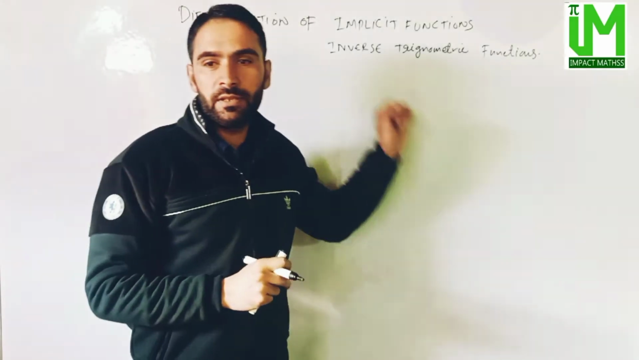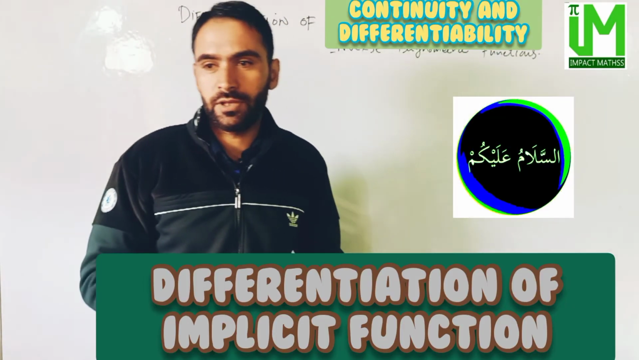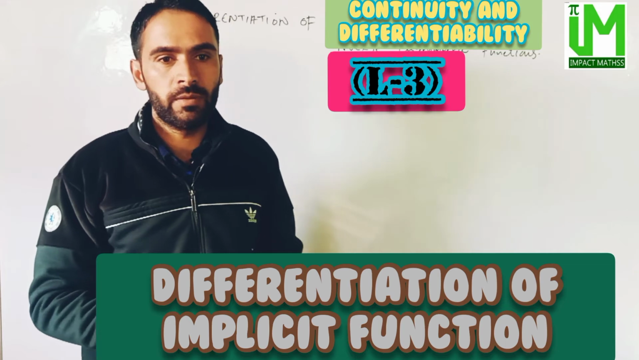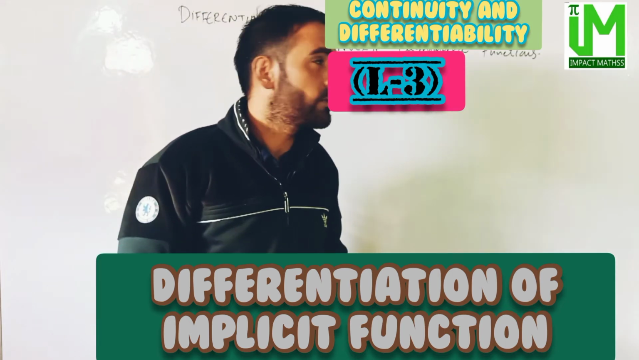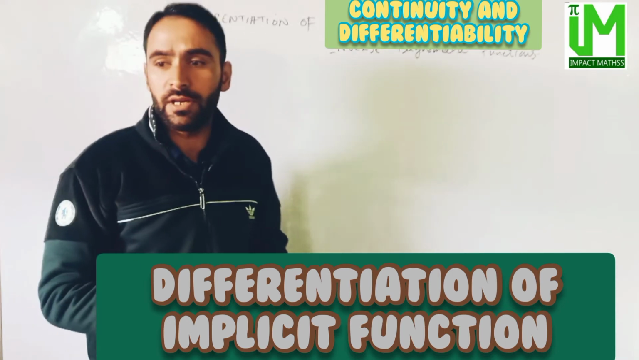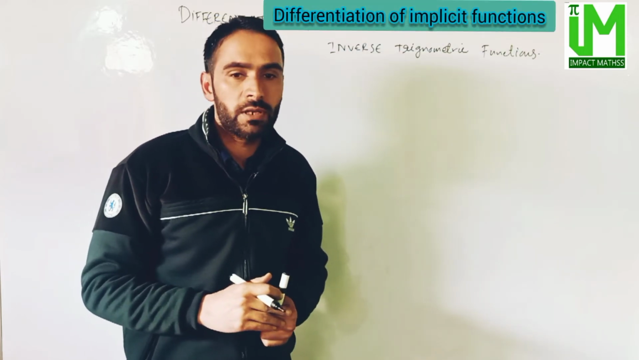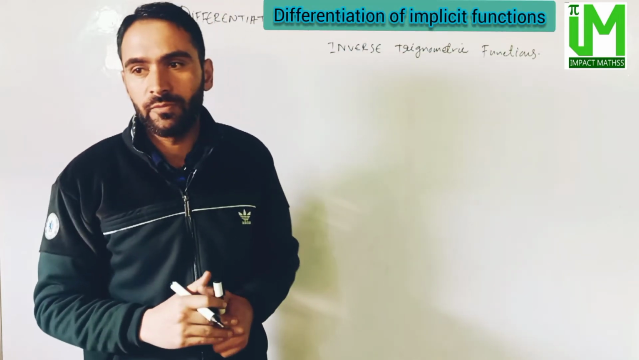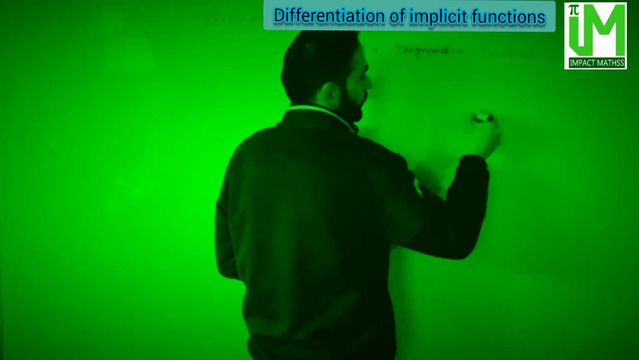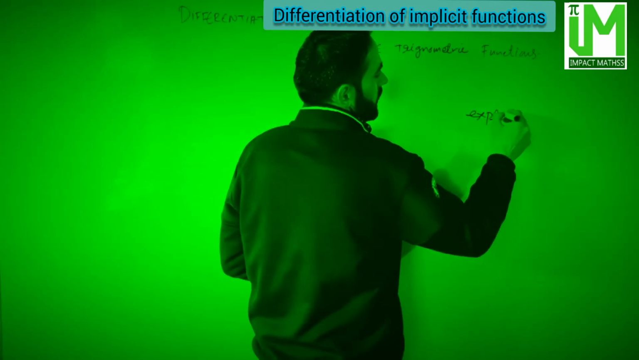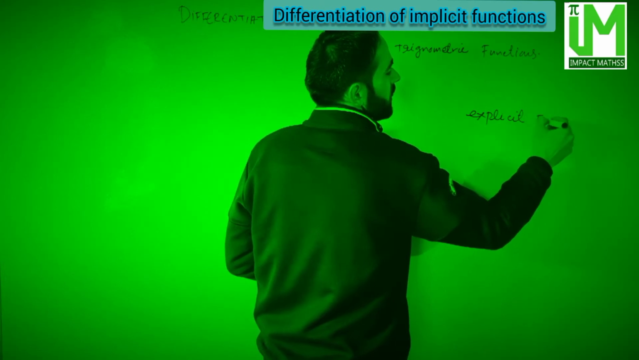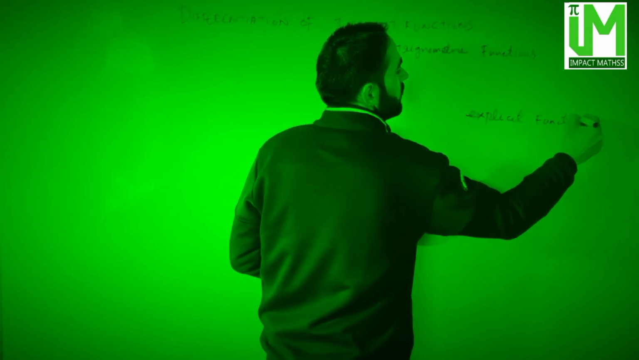So today we will see the differentiation of implicit functions and inverse trigonometric functions. But before that, we have to see what we mean by an implicit function. Implicit function is the differentiation of explicit functions. Now, what do we mean by an explicit function and what do we mean by an implicit function?